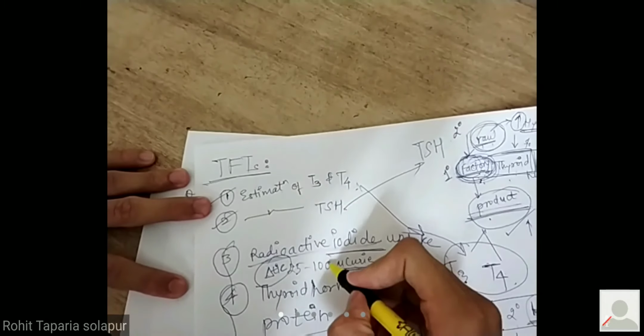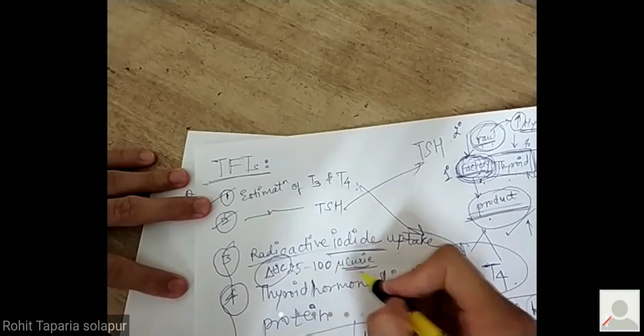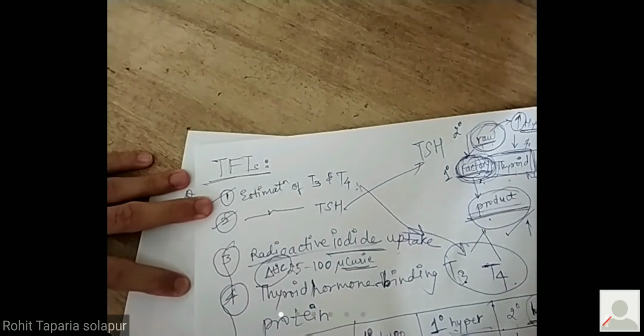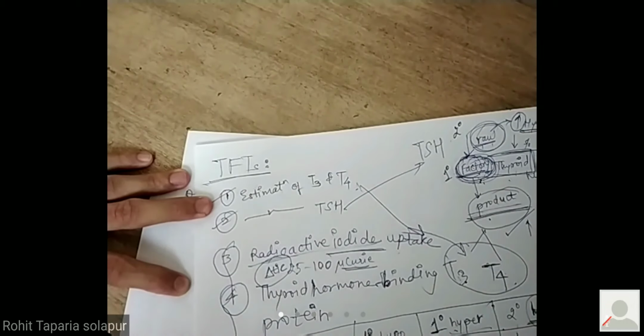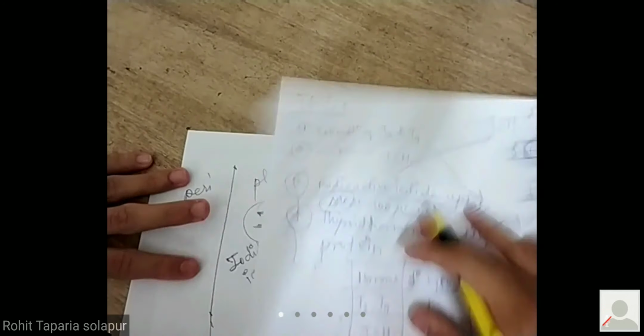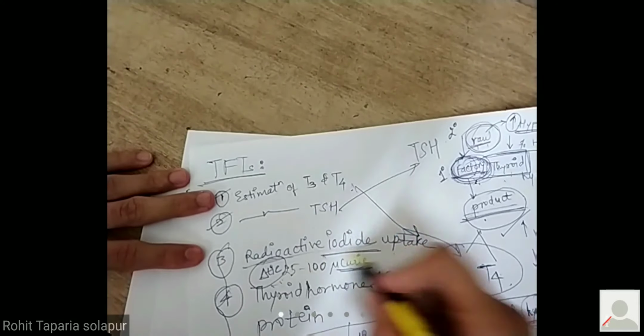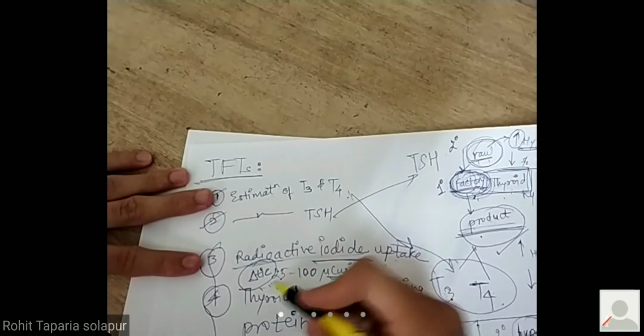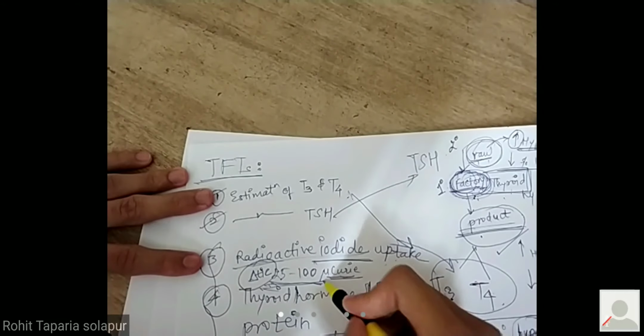For therapeutic purpose the amount is more. Okay, it is 5 to 10 millicurie per dose. But in case of diagnosis, what we are doing by thyroid function test, radioactive iodide is given in the amount of 25 to 100 microcurie.